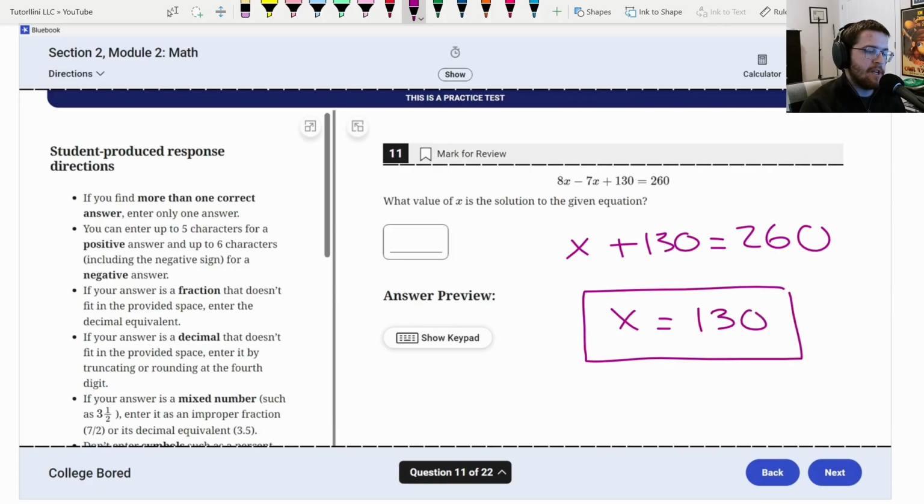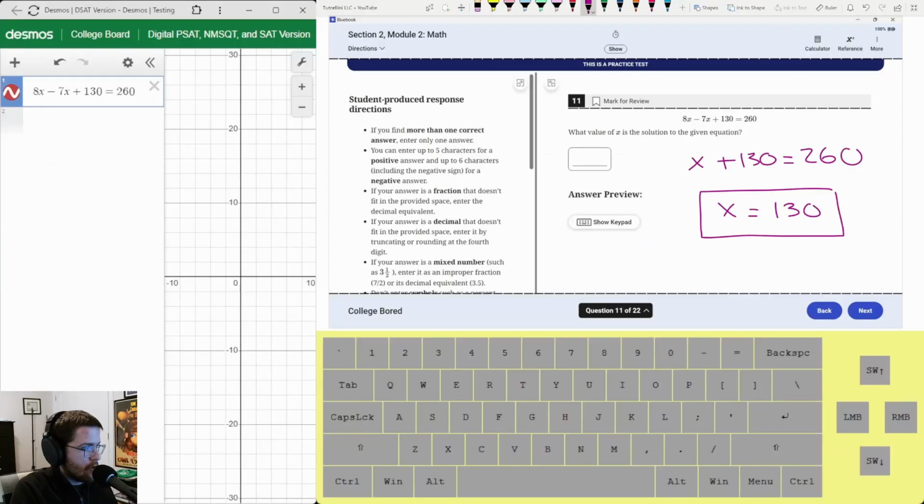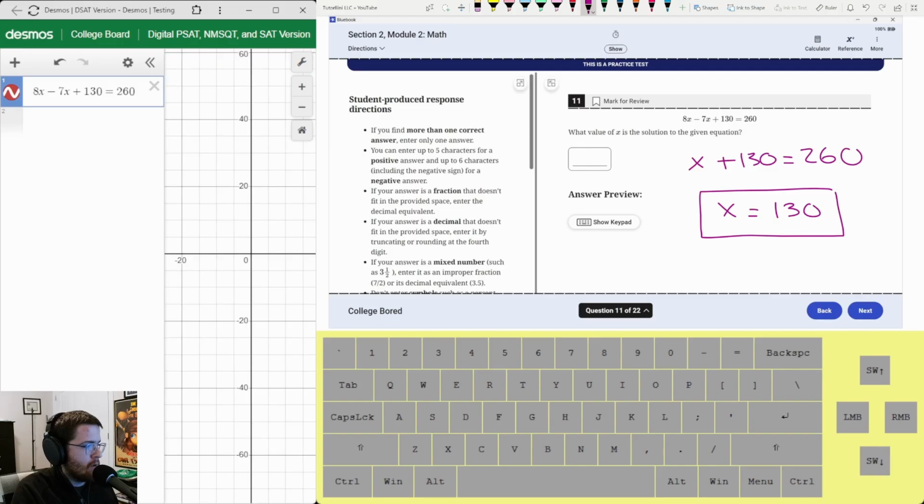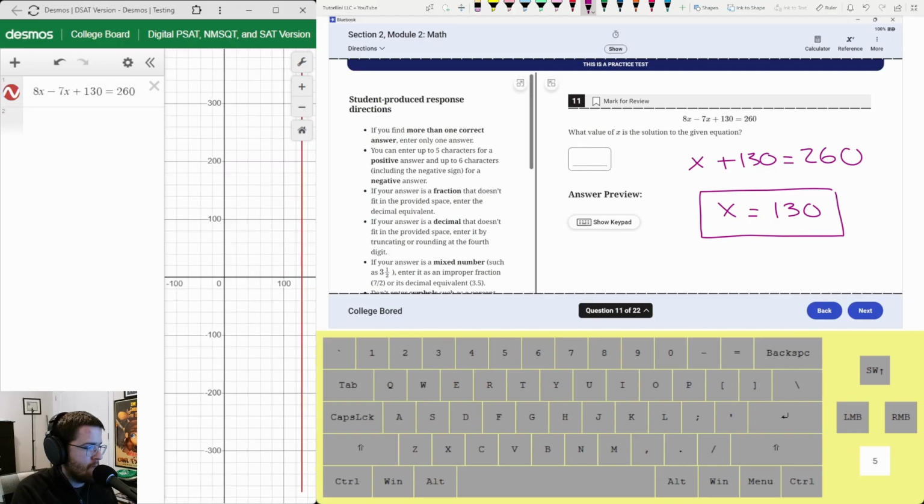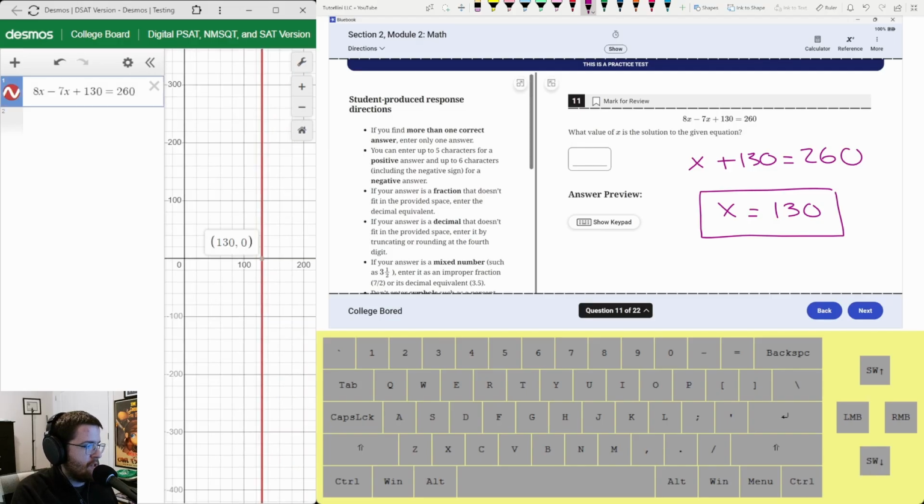We can also do this one entirely on Desmos, so let's go do that. Okay, I'm just going to type the equation in verbatim. You guys can see I did that. There's nothing weird going on. No fractions, no square roots, no absolute value, nothing that's going to prevent me from clicking on the solution. I zoom out, and I see that the solution to the equation is 130.